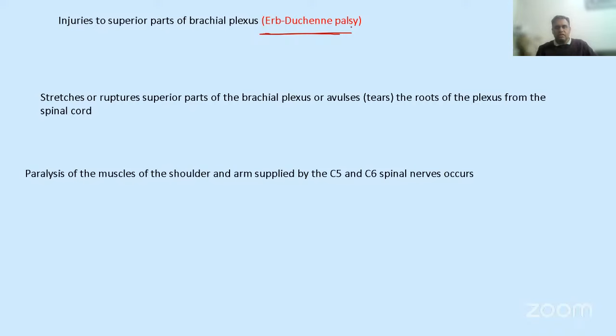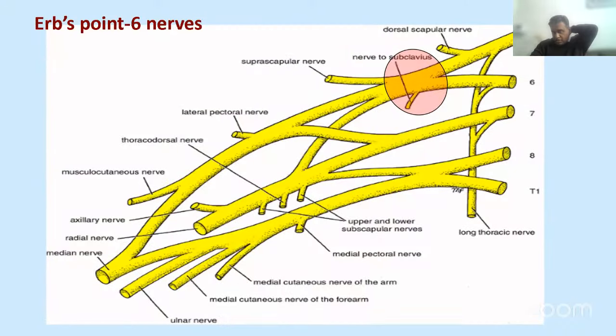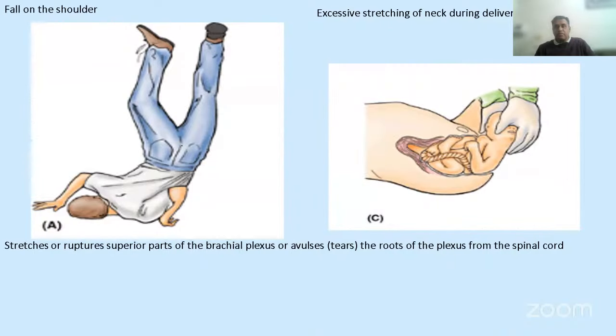Just a quick revision. A structure on the superior part of the brachial plexus tears the roots of the brachial plexus from the spinal cord, and that includes C5 and C6. This is the area we have discussed, the Erb's point, and that leads to Erb's palsy. The mode of injury is falling, with undue separation of the neck and the shoulder. So when there is so much separation like this, the entire upper part of the brachial plexus is stretched. This mechanism of injury also occurs with excessive stretching of the neck during delivery. Imagine there's a shoulder dystocia.